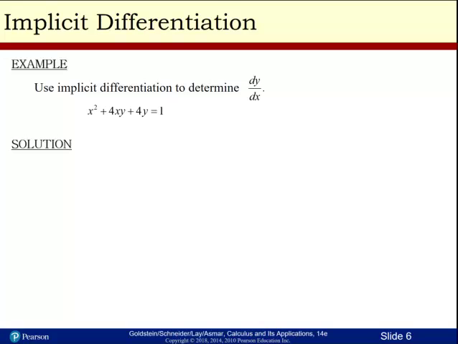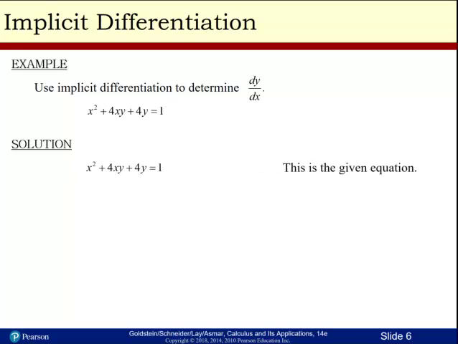So let's look at an example. We need to use implicit differentiation to find dy over dx. And if you'll notice, I can't write it y equals because this 4x is all gunked in with this y. It's going to make it really difficult for this x squared plus 4xy plus 4y equals 1. And I want to know what dy over dx is.